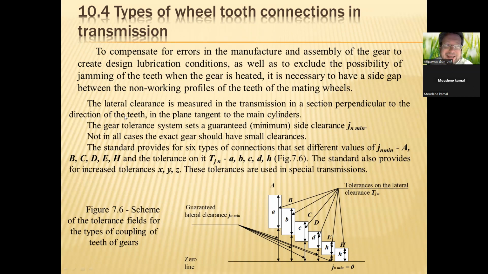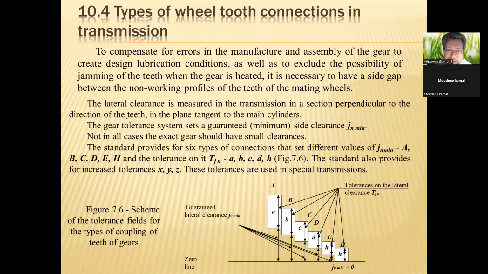To compensate for errors in the manufacture and assembly of the gear, to create design lubrication conditions, as well as to exclude the possibility of jamming of the tooth when the gear is heated, it is necessary to have a side clearance or gap between the non-working profiles of the teeth of the mating wheels.